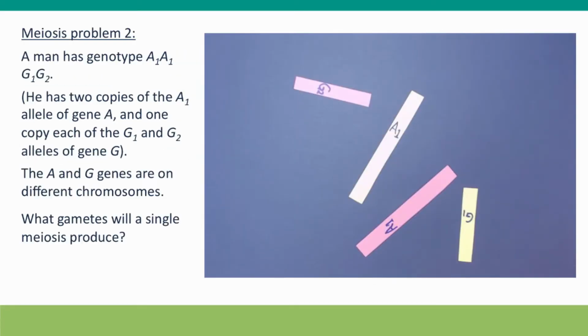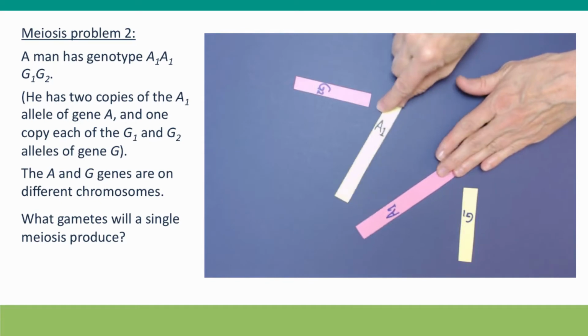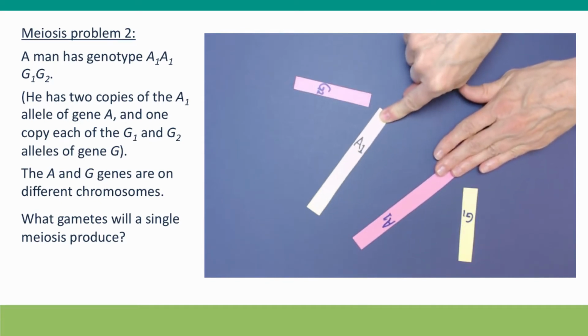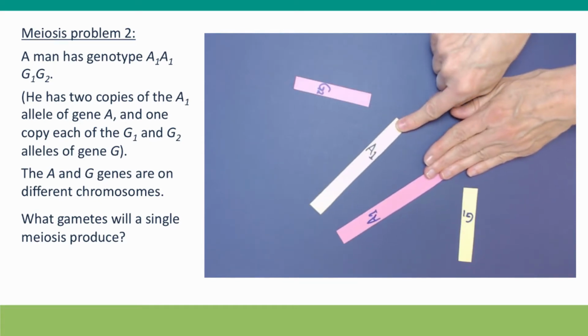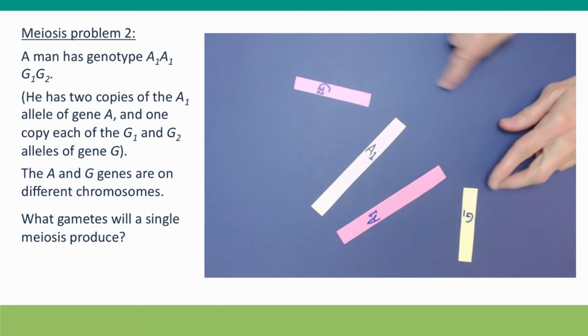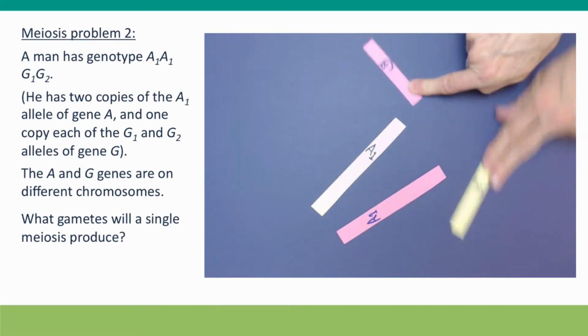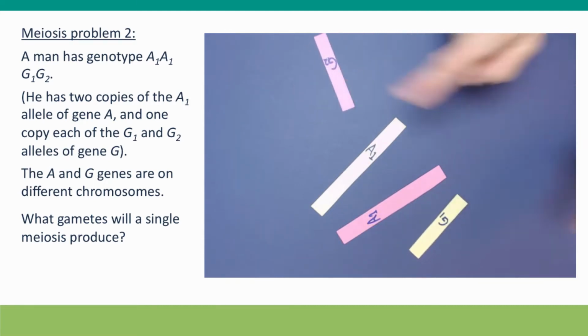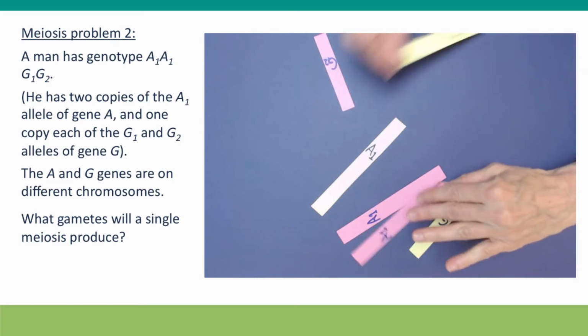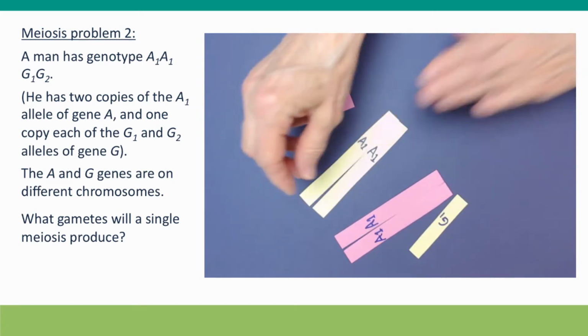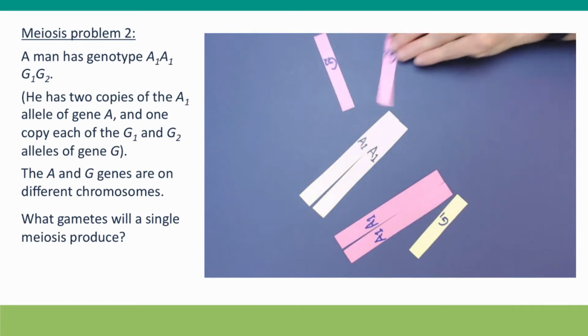Now, this problem seems more complicated because we're told about two different genes on two different chromosomes. And so I've set up the problem again with the paper strips. Two long chromosomes with A1 alleles of gene A and two shorter chromosomes with G1 and G2 alleles of gene G. Now, we simulate meiosis exactly the same as before, replicating the DNA with the sister chromatids staying together.